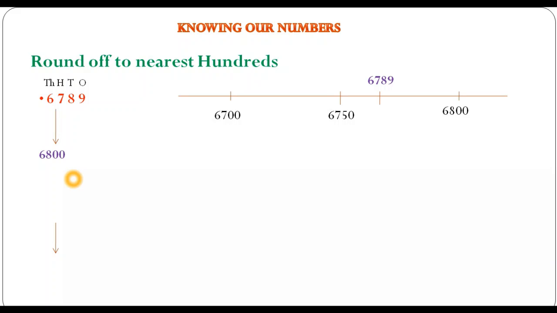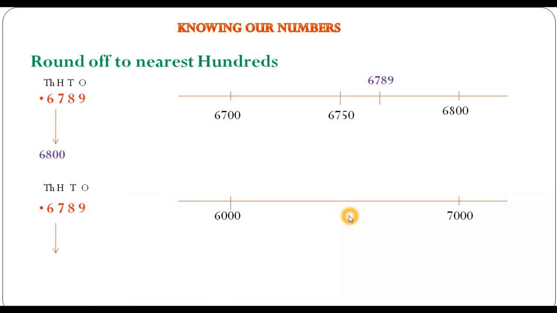Now, let us assume I ask you to round off the same number, 6,789, to the nearest thousands. In that case, you could have said that this number lies between 6,000 and 7,000. Right? In between, the midpoint of these two would be 6,500 and 6,789 would lie somewhere here. So this would be closer to 7,000. In that case, we would round this number off to 7,000.